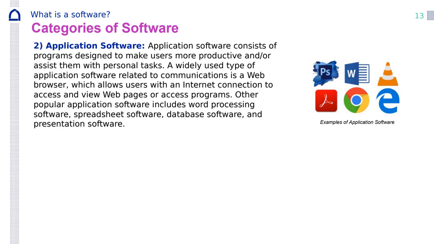The application software consists of programs designed to make users more productive and/or assist them with personal tasks. A widely used type of application software related to communication is a web browser, which allows users. Web browser. Give me an example of a web browser. Google Chrome, Microsoft Edge, very good, now it's called Edge.